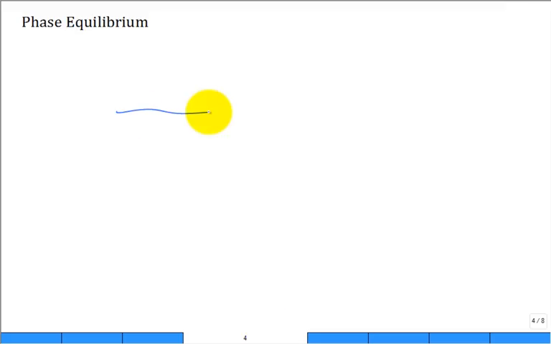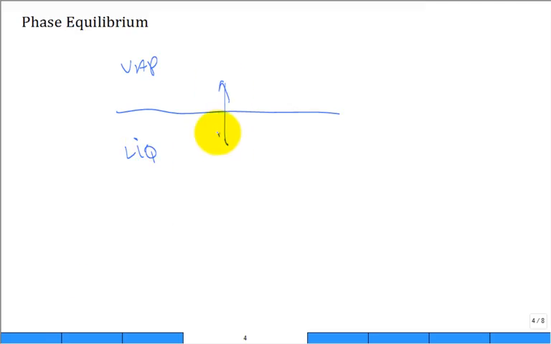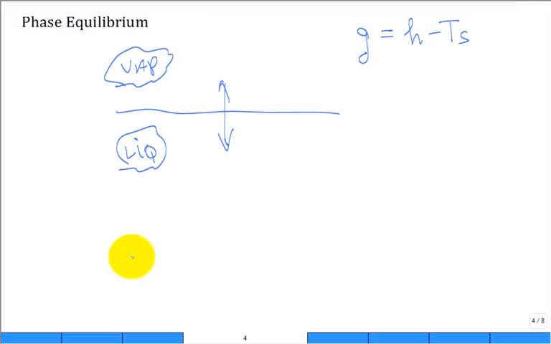Phase equilibrium. Think about I have a vapor and then I have a liquid. What is the criteria by which these are in equilibrium? Well, it's very interesting. I know we didn't spend a lot of time on this new thermodynamic function, lowercase g. Oh, what was lowercase g? Gibbs function. It was a lot like the exergy. It's h minus Ts. But it's very interesting. You calculate the Gibbs function for the vapor, you calculate the Gibbs function for the liquid, and guess what is equal to each other? The Gibbs function for the vapor is equal to the Gibbs function for the liquid.